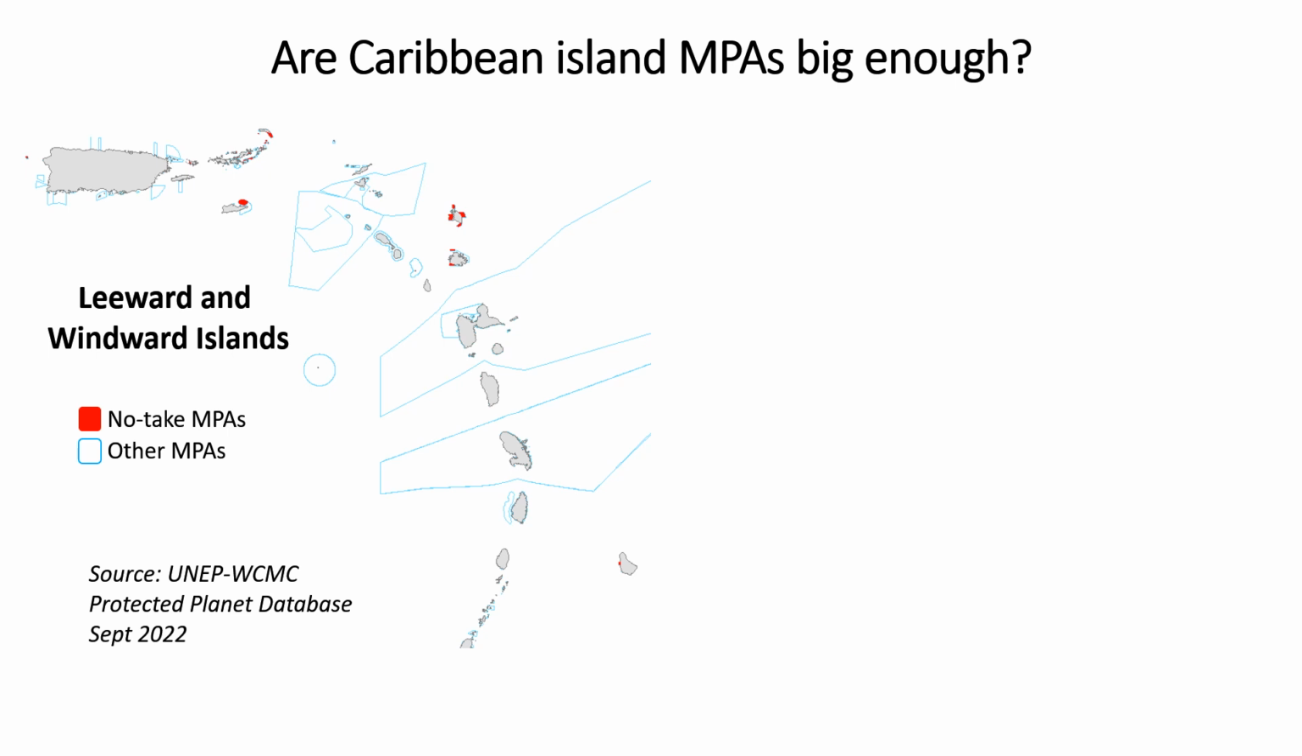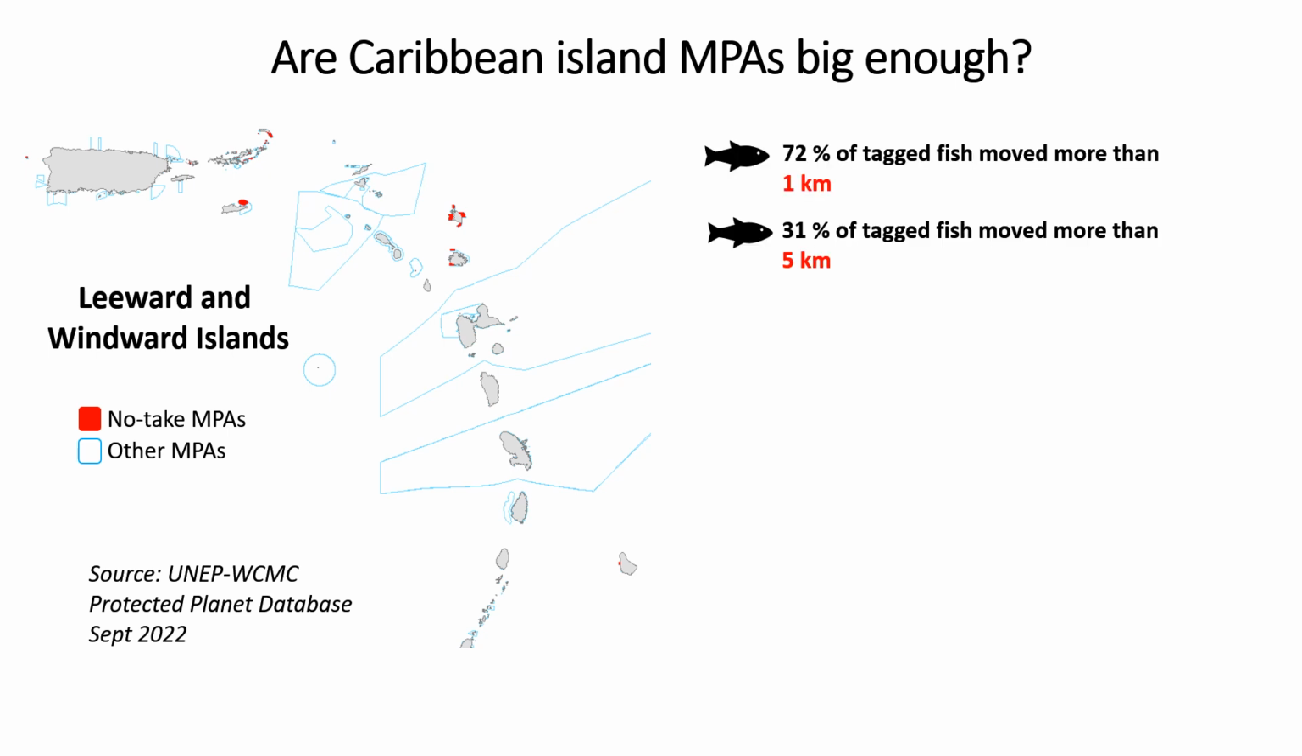So are Caribbean island MPAs big enough? Our reef fish tracking data estimated that 72% of fish could move more than a kilometre and 31% more than 5 kilometres. Island-based coral reef MPAs tend to be some of the smallest globally and were typically designed without the benefit of information on ecological connectivity.